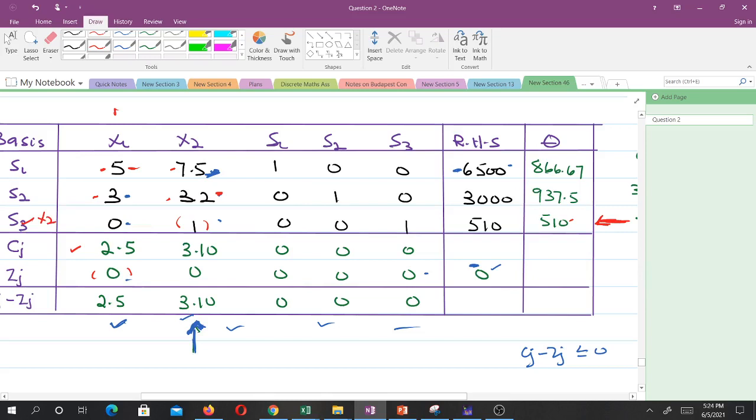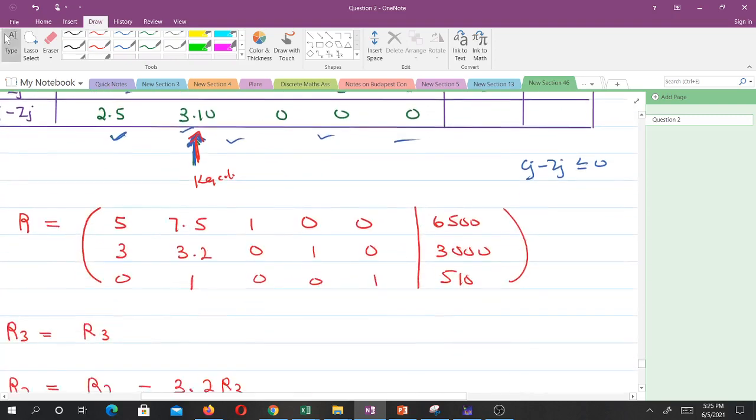Okay. So you can see that this S3 which is leaving and this x2 which is coming, this is where they meet. So that means that this one here becomes the pivot element, and this is the key column and the key row.